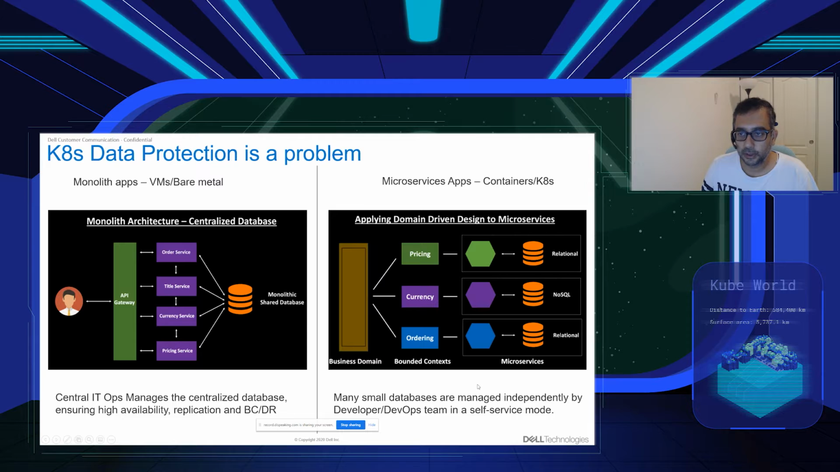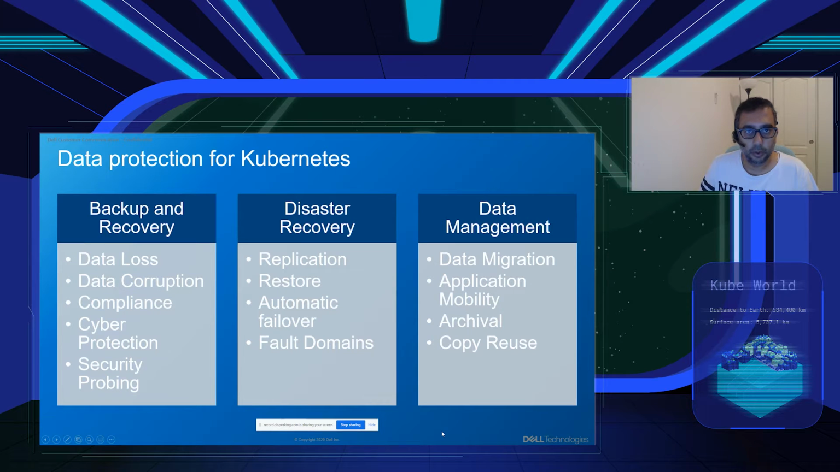distributed microservices environments with Kubernetes. So when you look at data protection for Kubernetes, there are three essential pillars that we look at for solving the problem. The first one is ensuring that the applications can be backed up and recovered. Of course, recovery being the key.